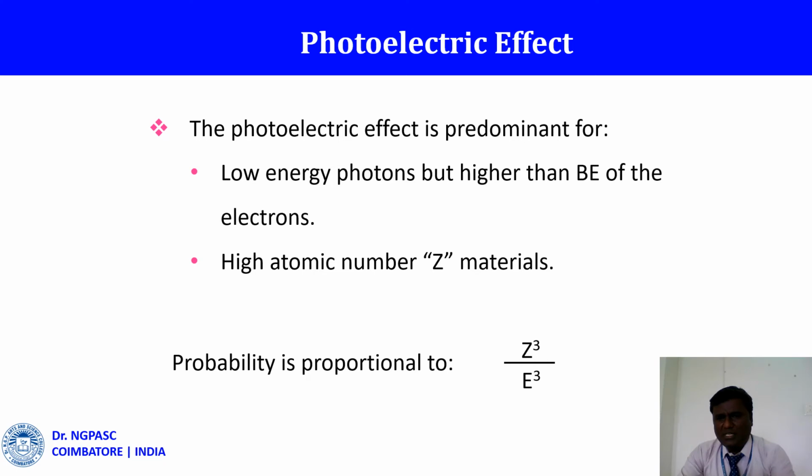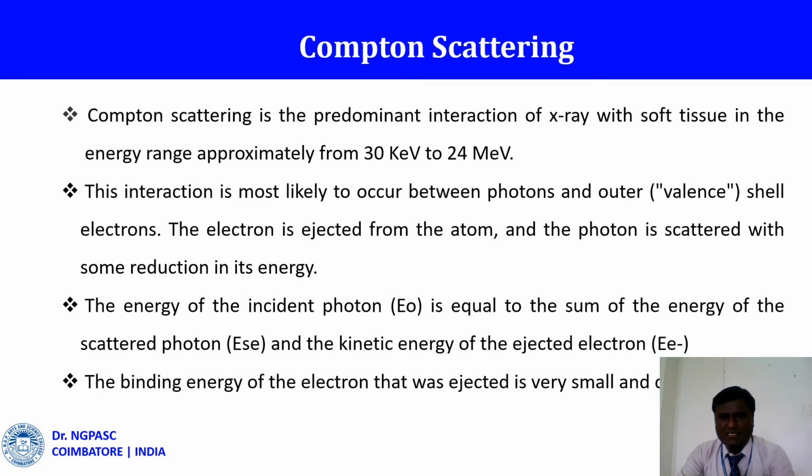While atomic number is increasing, the photoelectric effect will be more. Compton scattering is the predominant interaction of X-ray with soft tissue in the energy range approximately from 30 keV to 24 MeV. This interaction is most likely to occur between photons and the outer shell electrons. The electron is ejected from the atom and the photon is scattered with some reduction in its energy.